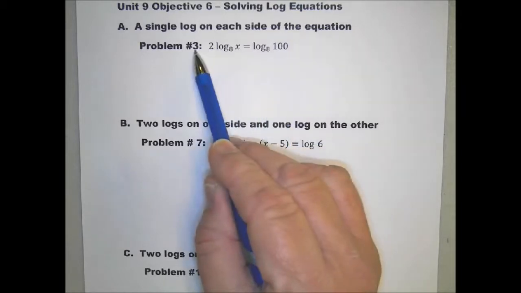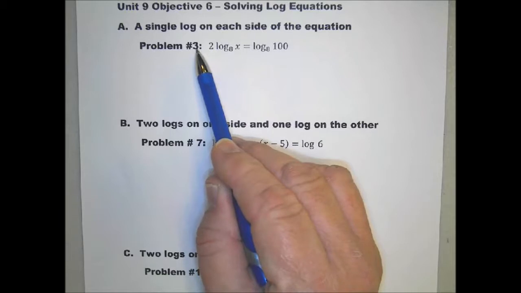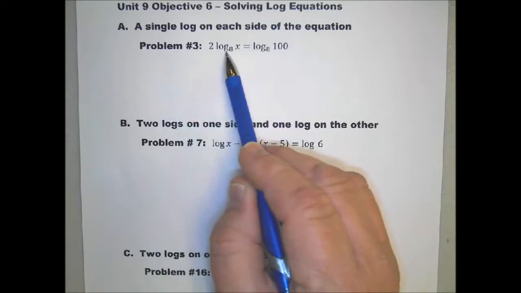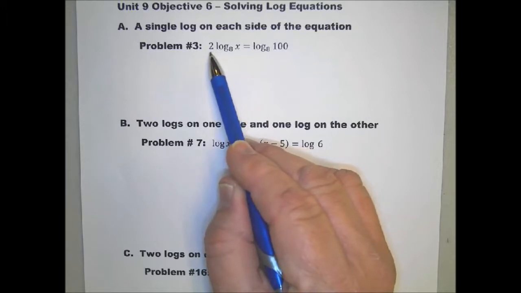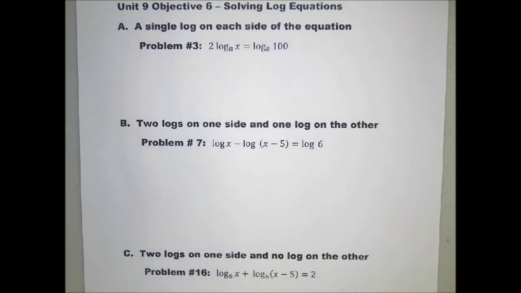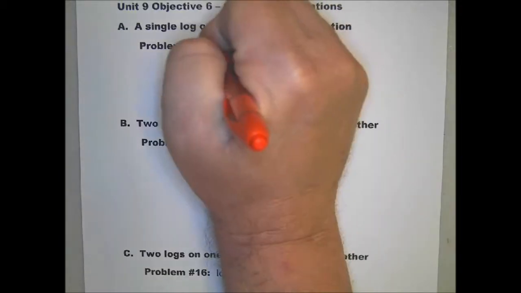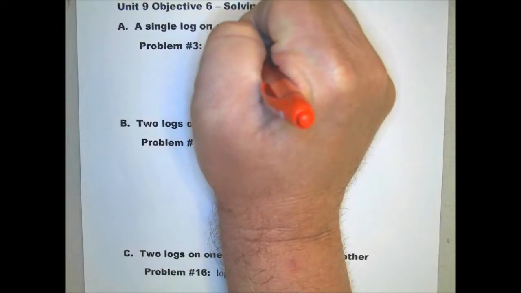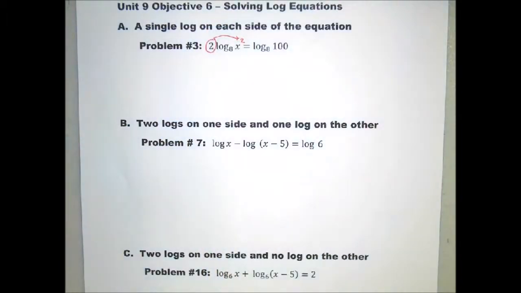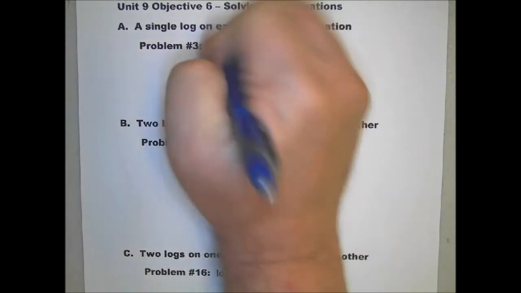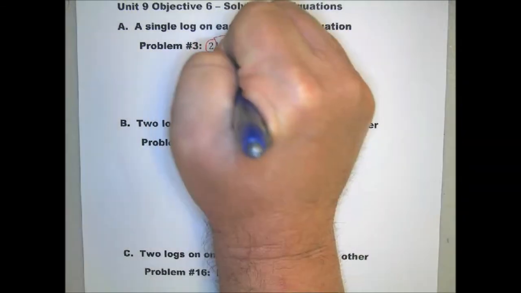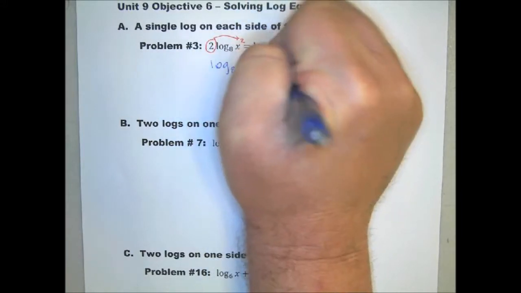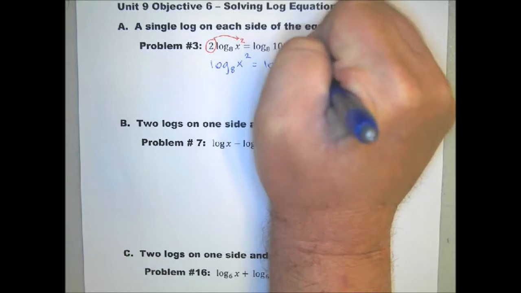So I'm using problem number 3 as my example of how you would deal with an equation that looks like this. But before we can get to what you're doing, we're going to have to use law of logs number 3 in reverse. And we're going to take that leading coefficient of 2, and we're going to put it back to where it originated, which was up there in the exponent. So I'm going to rewrite the problem as log base 8 of x squared equals log base 8 of 100.